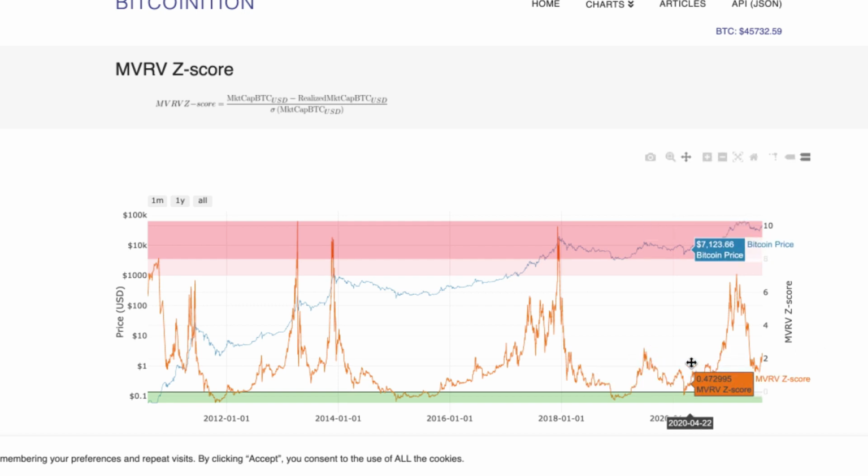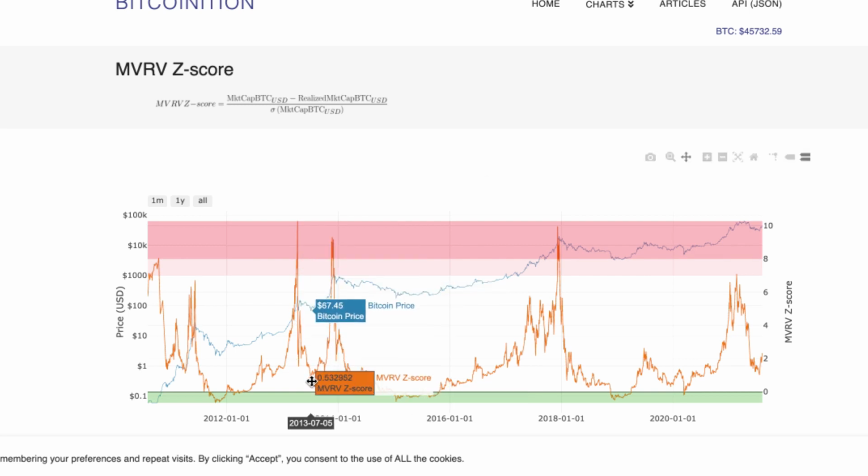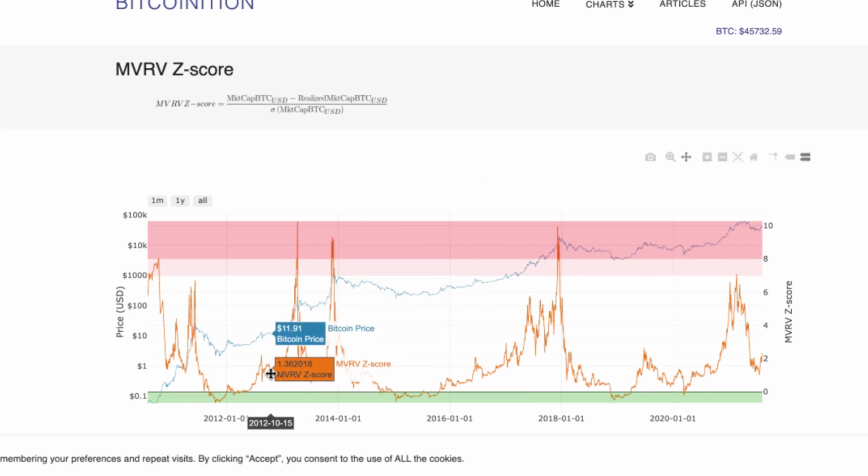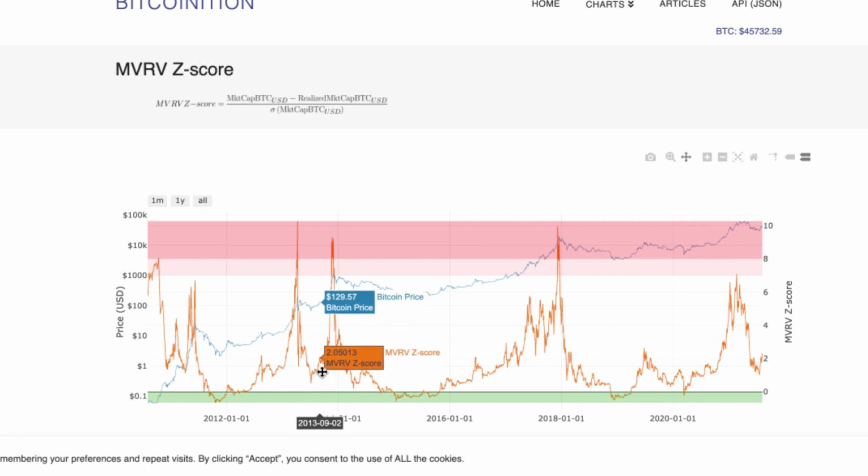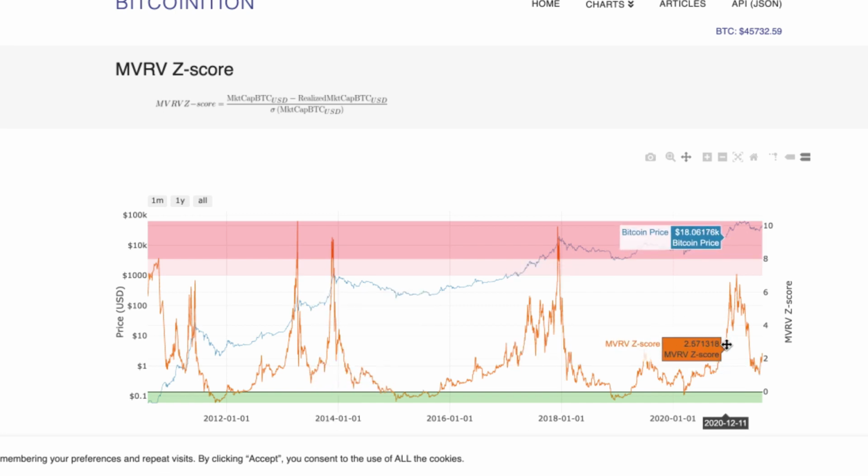So looking at the MVRV score, what can we deduce from this? We could deduce that it came down, hit the previous floor, and now it's on its way back up again. I mean, that's all that we could really say. It looks like it could probably come all the way up to 2.6, to be honest. 2.6 is a really big area, and then come back down.